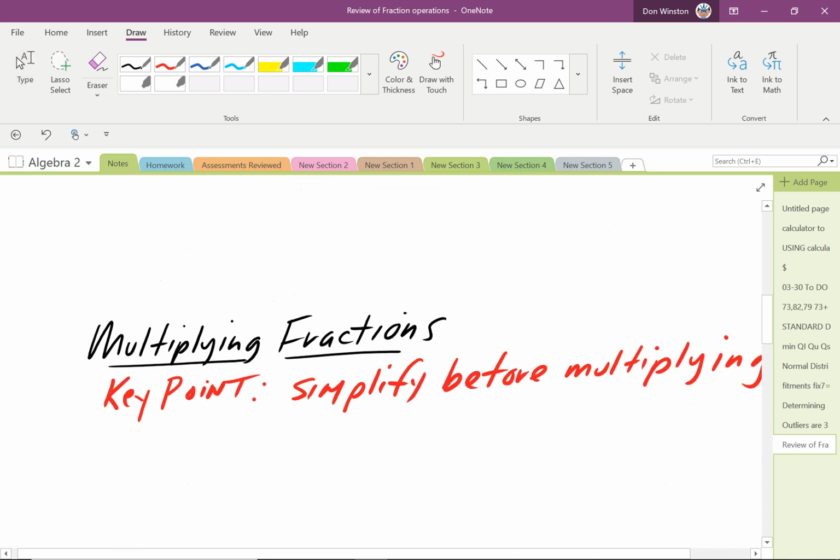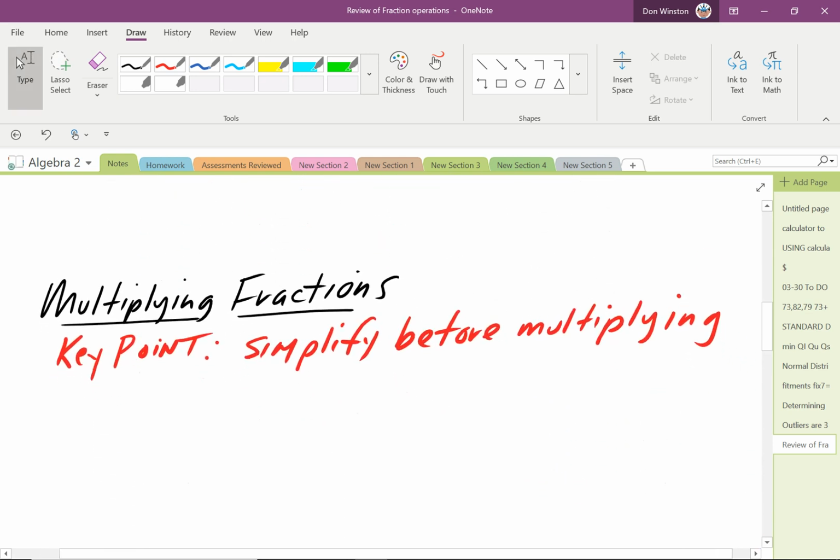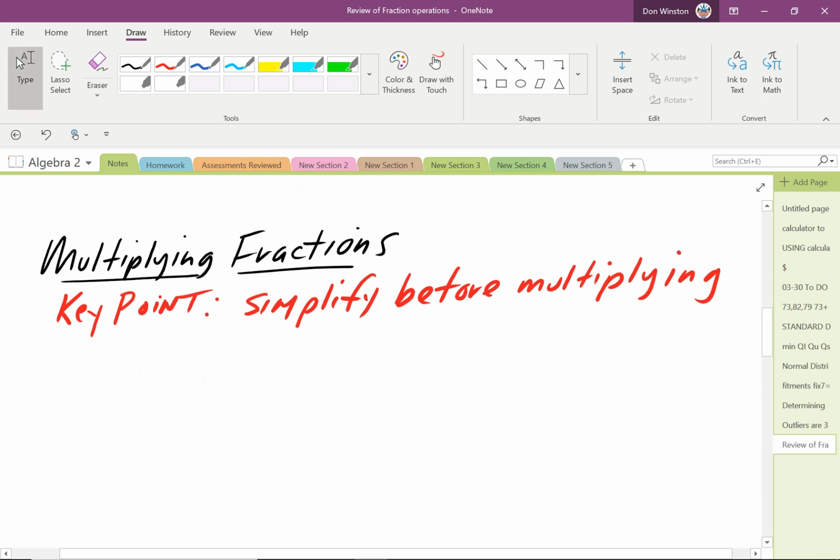All right, now we go on to multiplying fractions. Key point with multiplying fractions, we always simplify before multiplying. Okay, that's going to be so important in Chapter 8. Simplify before multiplying. Otherwise, it's going to make your life very, very difficult in Chapter 8. So let's just take a look at some examples.